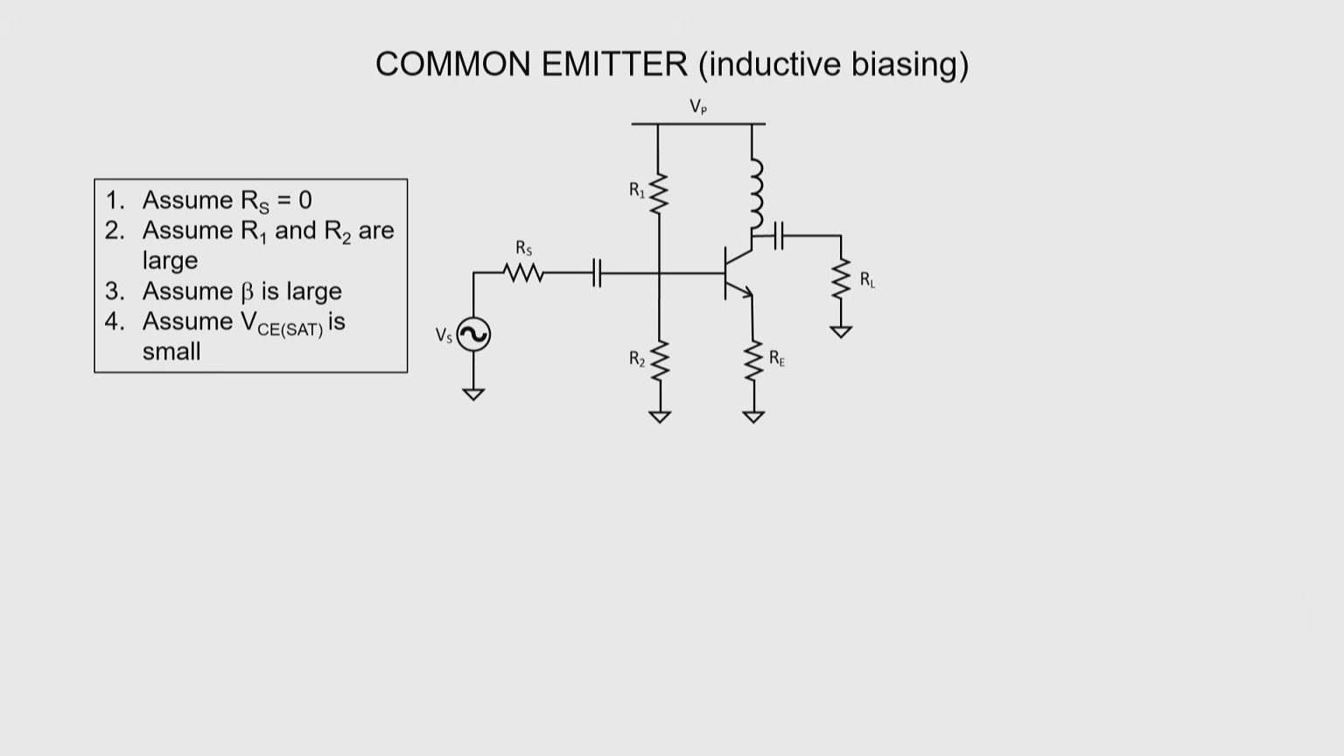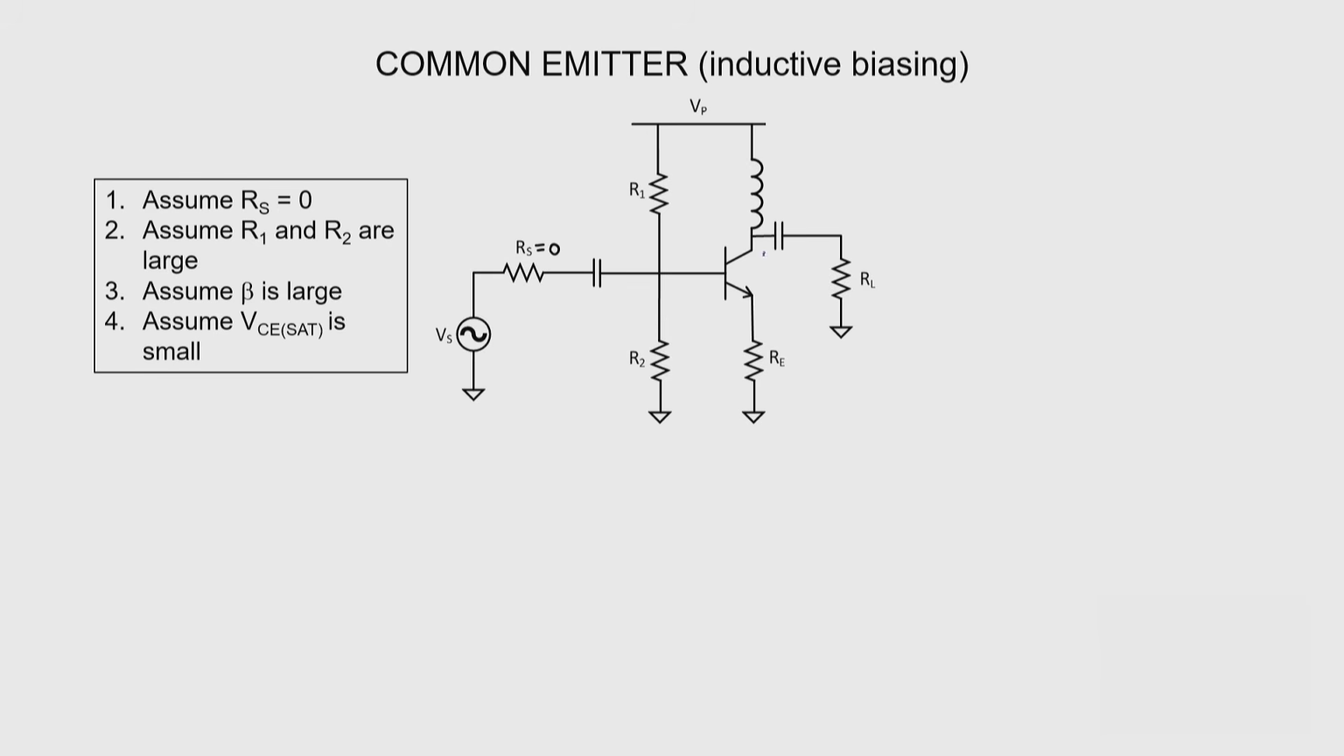Let's again start with the same set of assumptions that we've been looking at. We're again going to be assuming that the source resistance is 0. We're assuming that R1 and R2 are large, so we don't have to worry about power consumed by the biasing network on the left. We're going to be assuming a very good transistor with a really large beta and a really small saturation voltage. And then to maximize the gain here, we're also going to be assuming that the emitter resistance is 0.